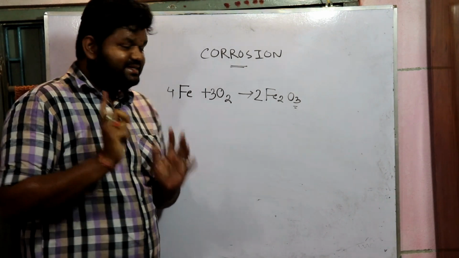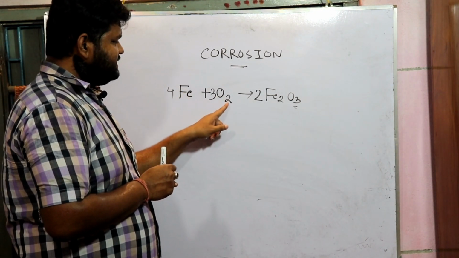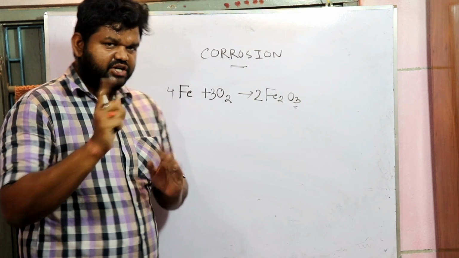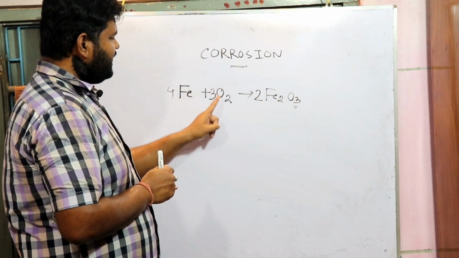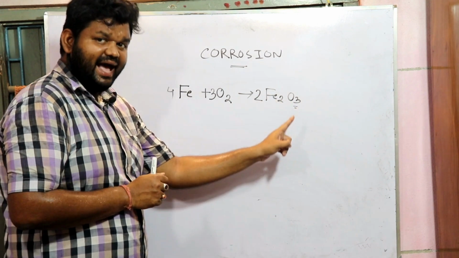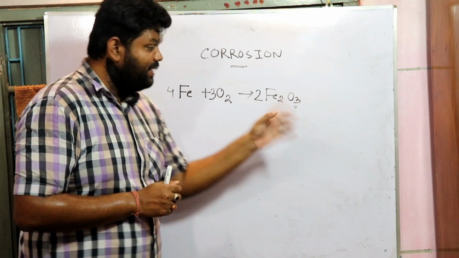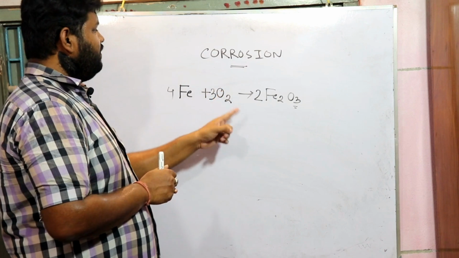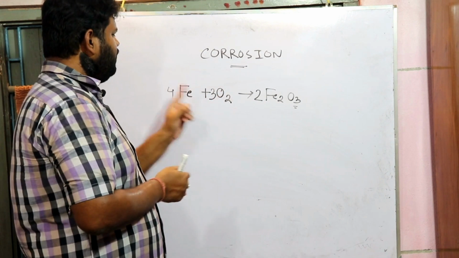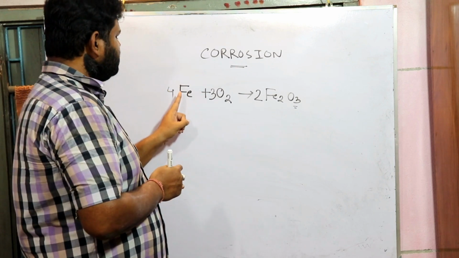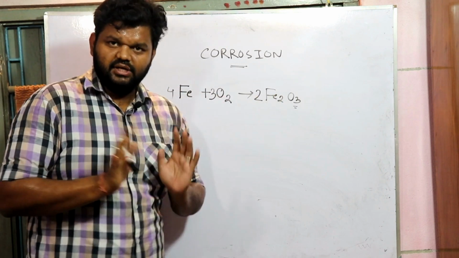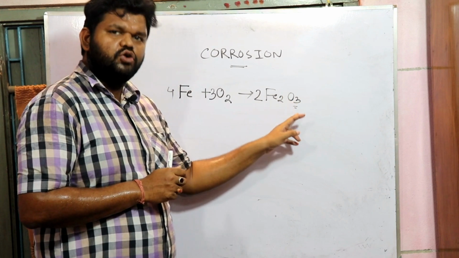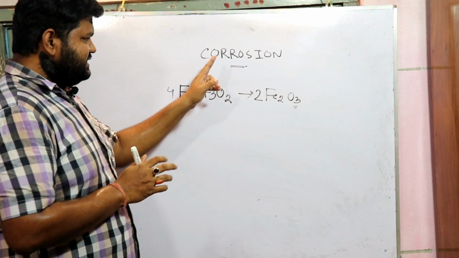Here you can easily see that iron is reacting with oxygen. That means addition of oxygen is taking place. So what type of reaction is it? This is an oxidation reaction. Iron is reacting with oxygen to produce Fe2O3. As Fe2O3 is more stable than the normal iron, that is why the reaction occurs. Yes or no? If Fe2O3 is not stable, then there is no necessity for the iron to react with oxygen and produce this. That means in this reaction you are getting a product which is more stable than the reactant. This is an example of corrosion.